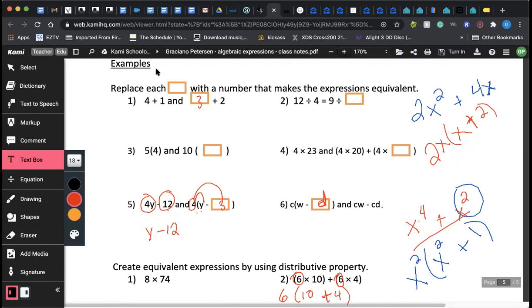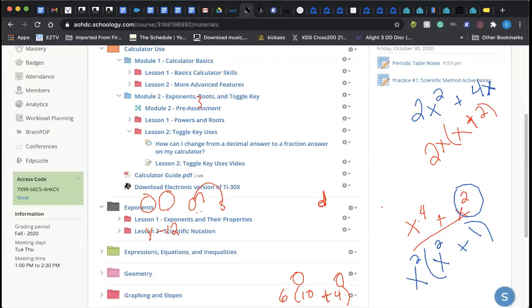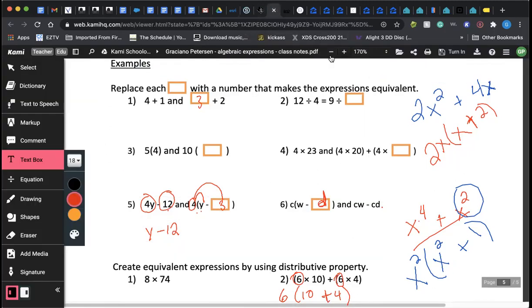Okay, so yeah, so that's our distributive property. Let me see here, excuse me. Sorry.